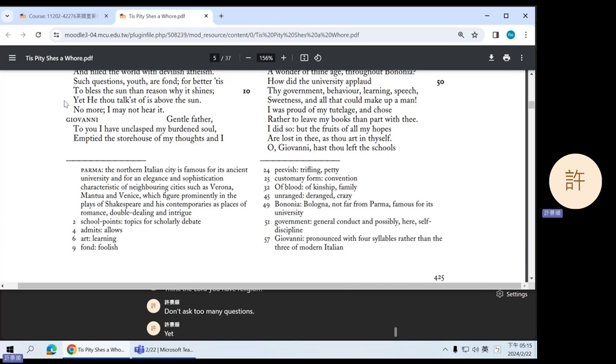Yet he thou talkst of is above the sun. If you see a noun and it's capitalized for no reason, it's probably God. So the God that you, thou means you, talkst of, this is talkest, E-S-T, and it's the older form of ing. So the God that you are talking about is above the sun. He's even more important than the sun. No more. I may not hear it, which means I will not hear it. Shut up. Don't tell me.